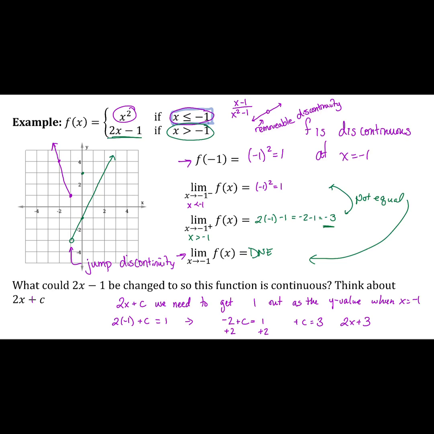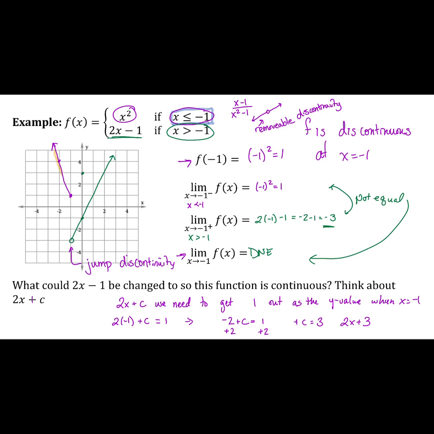So this guy here, we started by looking at what we got from plugging -1 into that function. We used that top equation because that's where our equal sign was, and we got 1. Then we also looked at that left-hand limit. So again, that is us traveling along the left-hand side of our graph.